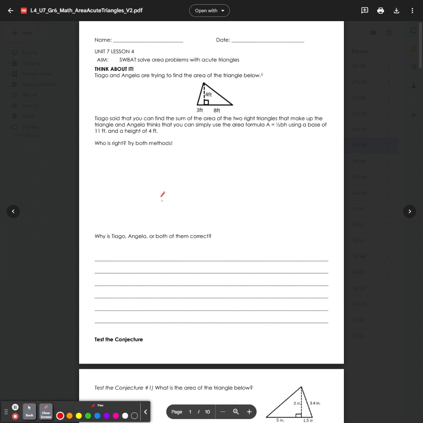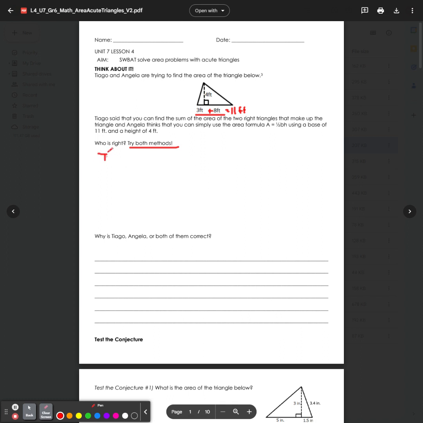Tiago says that you can find the sum of the area of the two triangles that make up the triangle, and Angela thinks that you can simply find the area using the formula that we learned last time, which is area is half of the base times height, using a base of 11 feet and a height of 4 feet. 11 feet because 3 plus 8 gives you 11. And then the height, she believes, is 4 feet. Who do you think is correct? Let's go ahead and try both methods.